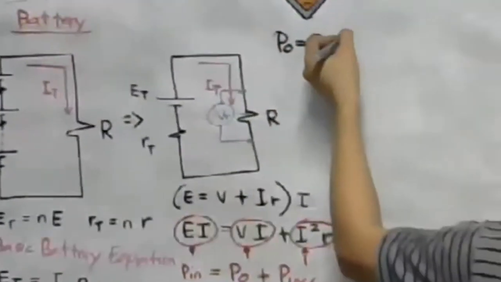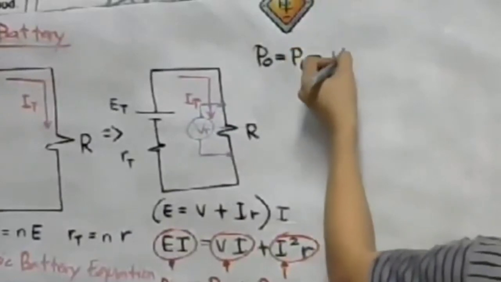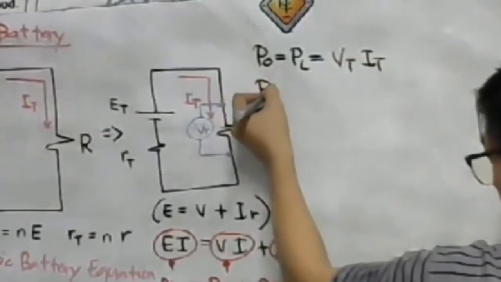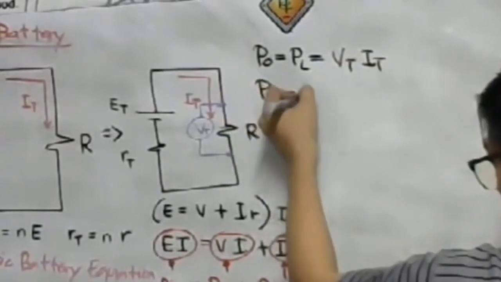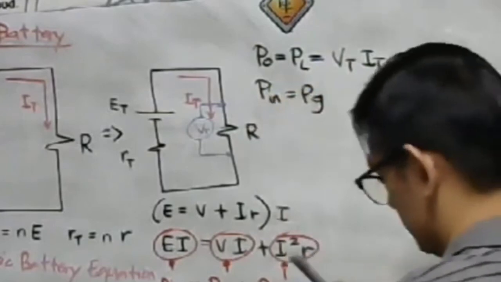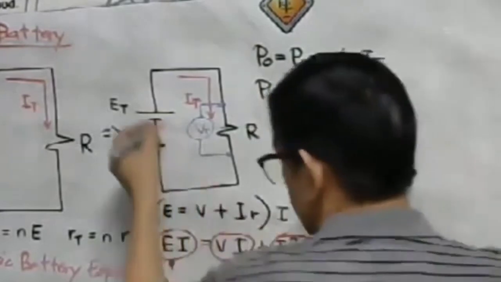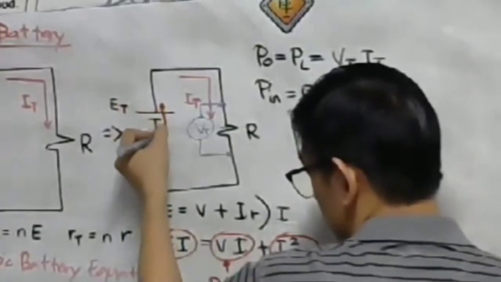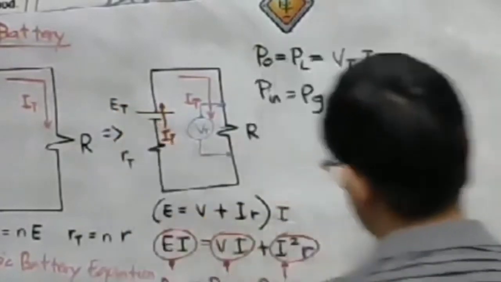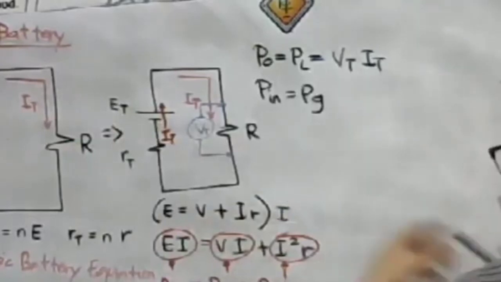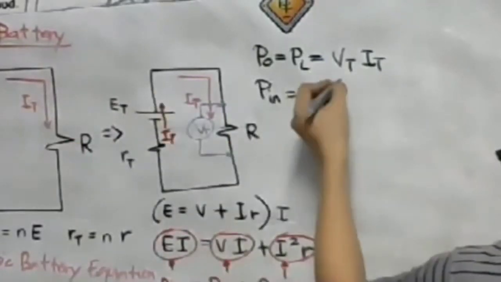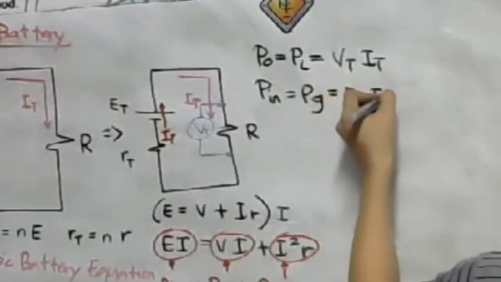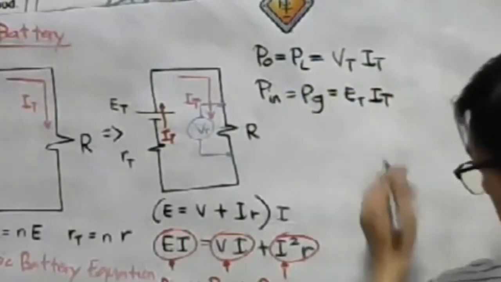Which is equal to the V total multiplied by the I total. What is the power input? That is actually the power generated in the battery. Take a look here. Inside the cells or the battery, there is a total current here. That is simply equal to E_T multiplied by I_T. That is the power generated.